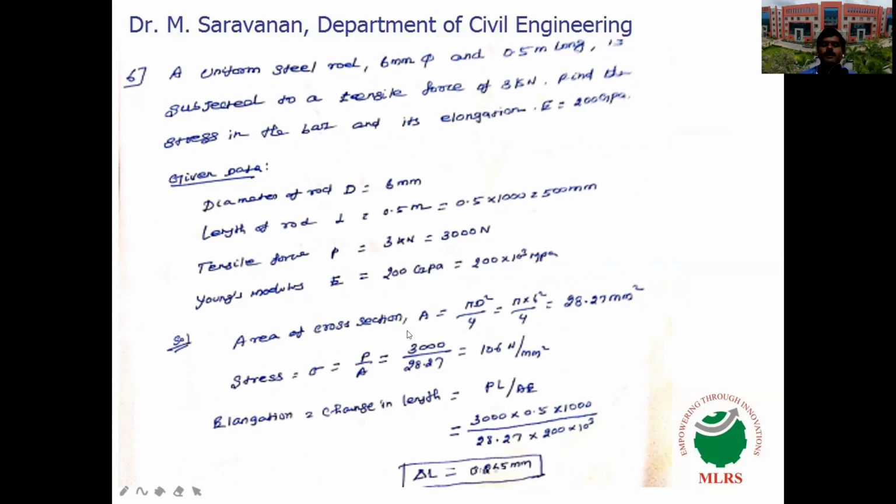So the area of the cross section you have to find out. Area is equal to pi d square by 4, diameter given, so you are able to find it out. And stress sigma is load by area. Load value is given and area value you know, so you are able to find out the stress value. And elongation, change in length, is nothing but elongation, which is PL by AE. So load, length, area, Young's modulus, you know. If you substitute, you will get the delta L elongation or change in length value.